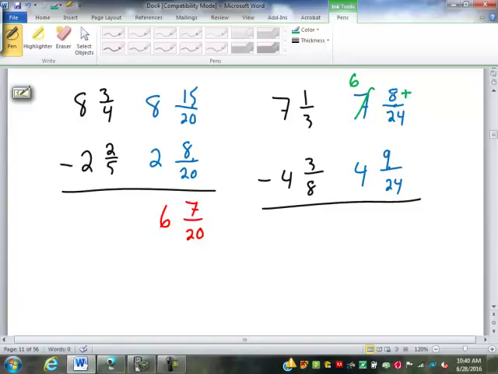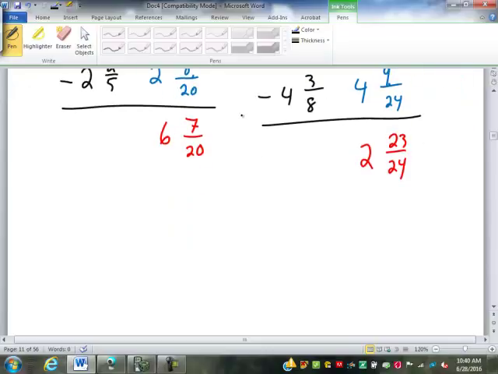So what do we need to add to this 8? Well, we need to add one whole object to it. How many pieces are in it? 24. So what we're adding to that numerator is the denominator, because the denominator tells us how many pieces were in that one object that we borrowed. So 8 plus 24 is 32. So we now have 32 24ths. Then 32 minus 9 is 23 24ths. We keep the same name. And then 6 minus 4 is 2.